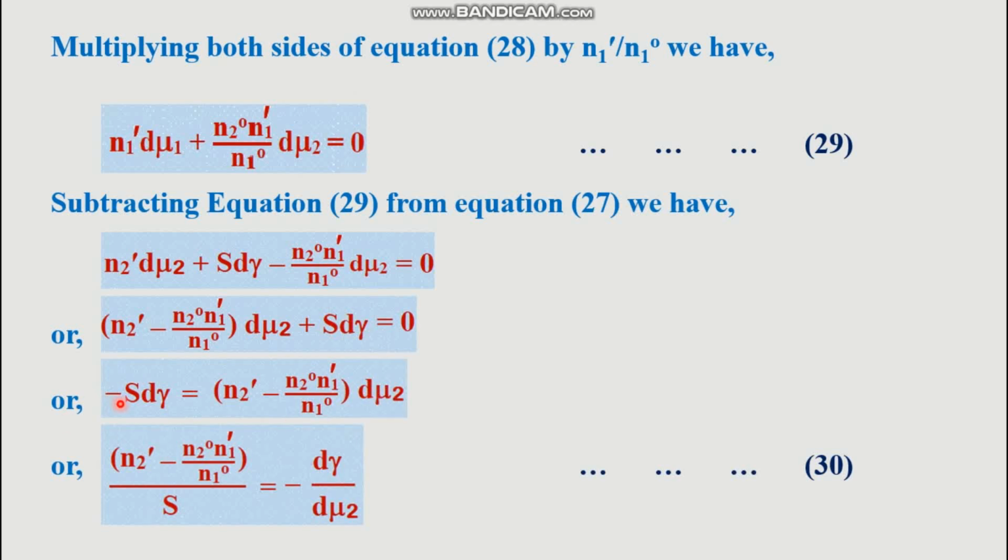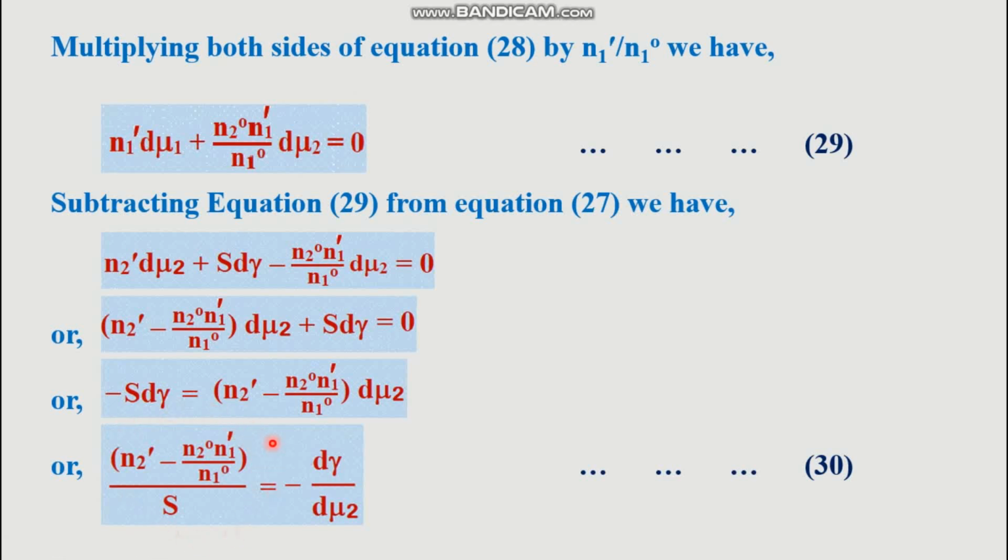Then this minus s would go to the denominator of this equation, and if you just interchange this minus sign from left to right side, then it becomes minus d gamma by d mu 2. So this way you get equation number 30, which has this form. Now, do you know what is the physical significance of this term within the bracket, or overall the left hand side, that whole term in the left hand side of this equation number 30?